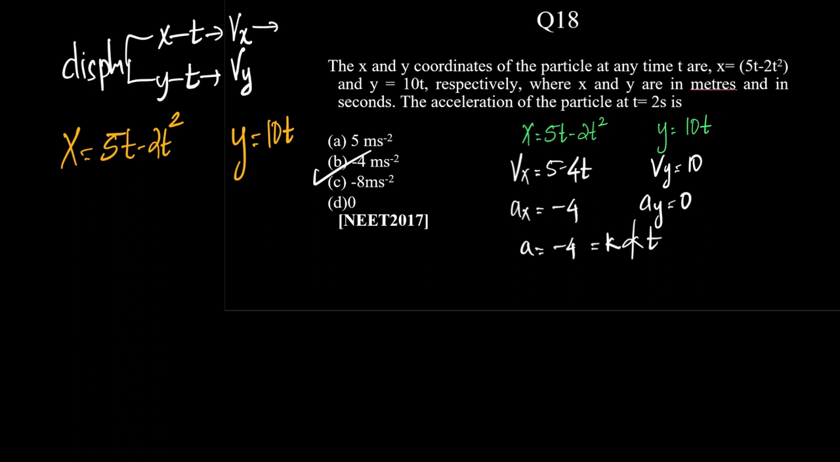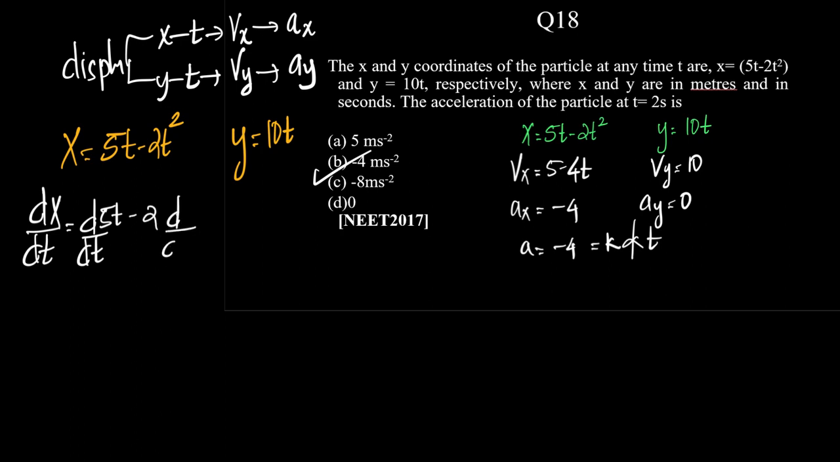When you differentiate velocity of the body in the x direction, you get acceleration of the body in the x direction. When you differentiate velocity in y with respect to time, what you get is acceleration of the body in the y direction. So dx by dt will be equal to d by dt of 5t minus 2 into d by dt of t square, and dy by dt will be equal to 10 into d by dt of t.